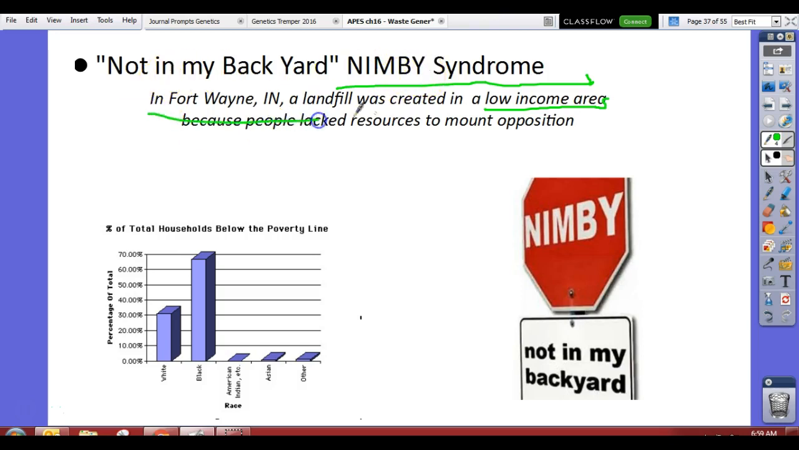So in Fort Wayne, Indiana, a landfill was created in a low-income area because people lacked resources and money to mount opposition. So if you're rich enough, sure, you can sue somebody, you can create protests, you can get a whole bunch of people behind you to say, oh no, we don't want this landfill in my backyard. But if you've got a lot of low-income individuals, they're not going to have the resources to do that.